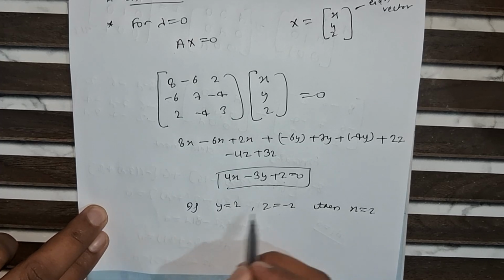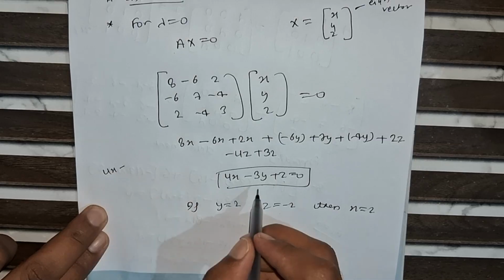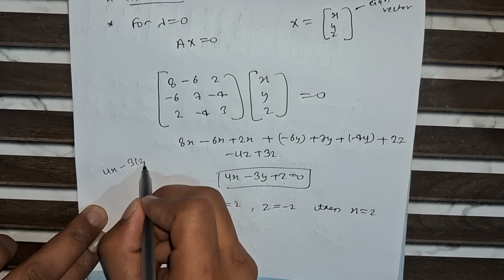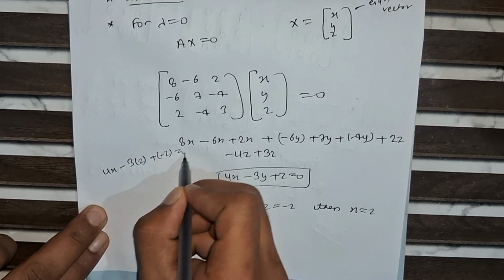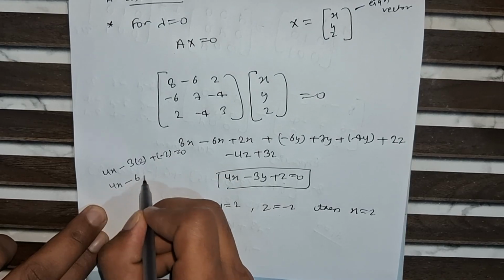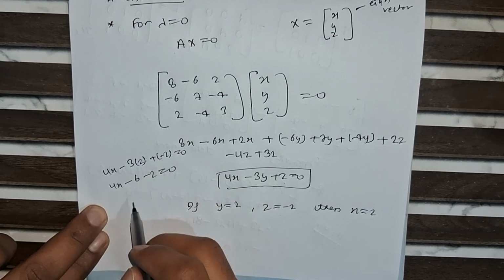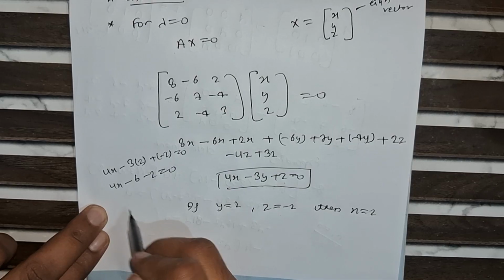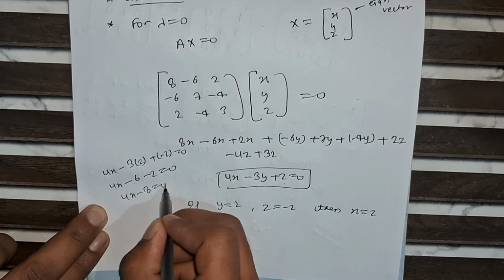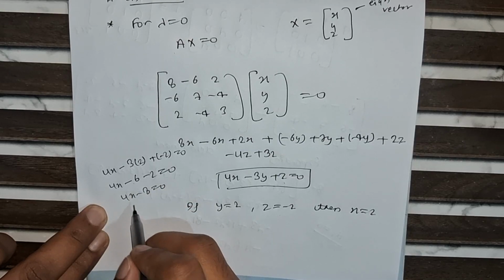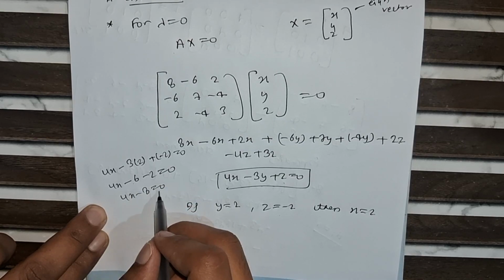Let's see. 4x minus 3 into y, where y is 2 as we are assuming, and z equals minus 2, which equals 0. So this is 4x minus 6 minus 2 equals 0. So what possible values are there of x? It becomes 4x minus 8 equals 0, because minus 6 and minus 2 gives minus 8. So what is the possible value of x? It is 8 divided by 4, that's why it equals 0.